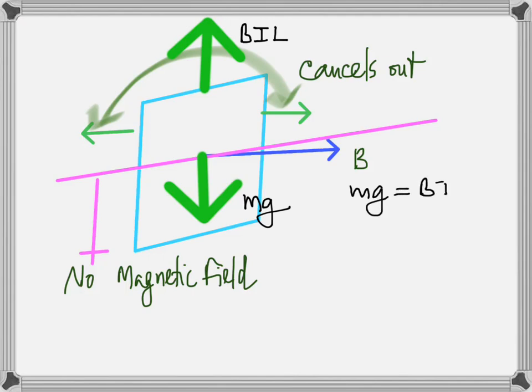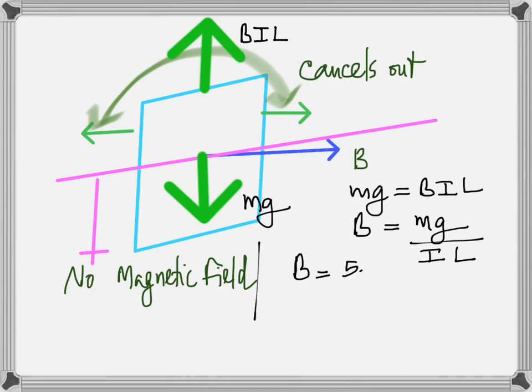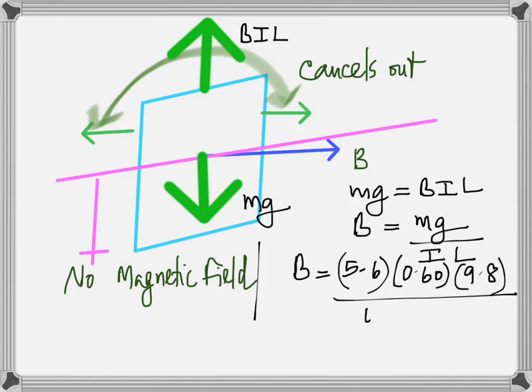So the force BiL is equal to mg, and so B is mg by I times L. But m by L is given as 5.6. So it's 5.6 times, and that gives 0.44 Tesla.